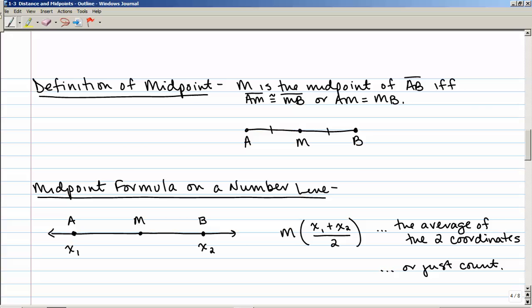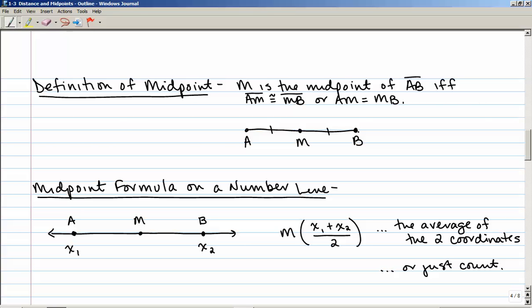So let's take a look at this definition. M is the midpoint, so it's right in the middle of segment AB, and that means that the length of segment AM is congruent to segment MB, or that their lengths are equal to each other. So here's segment AB, M is right in the middle, and the reason I know it's in the middle is not because it looks like it is, but because of these little marks right here. Those little hash marks tell me that AM is the same length as MB. So M is the midpoint of AB.